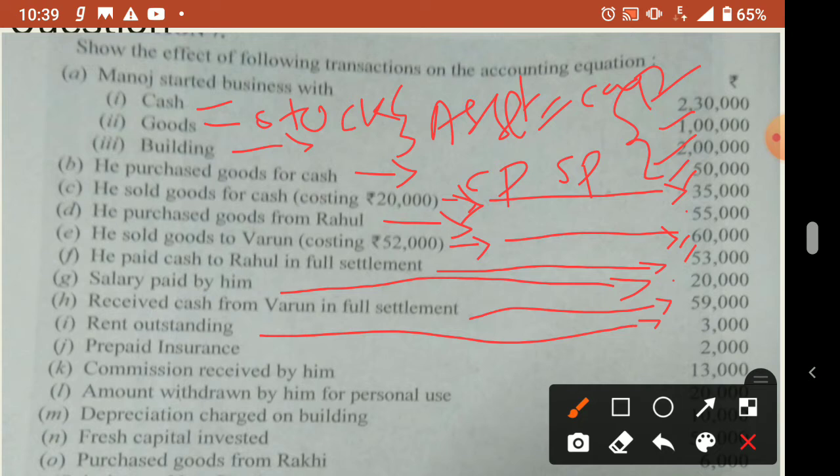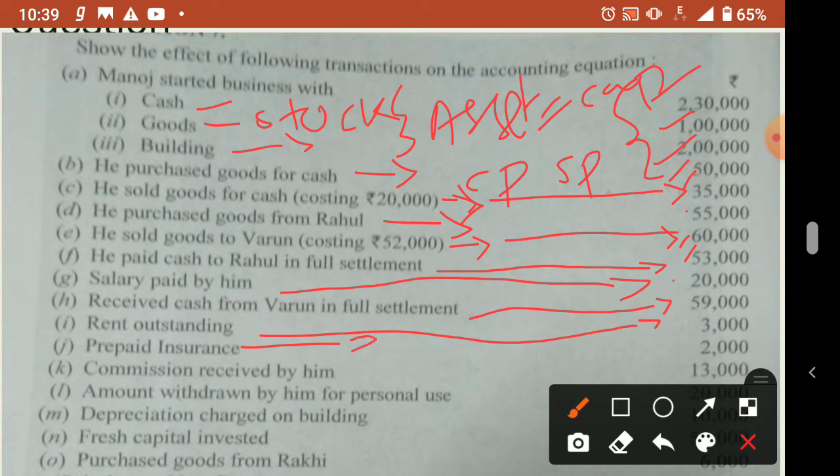So rent outstanding means rent we will pay to someone because we are using the room or building of somebody else. So we have to give them rent. If that rent is not paid this month, then next month we will call it rent outstanding of which month? September month. Okay.